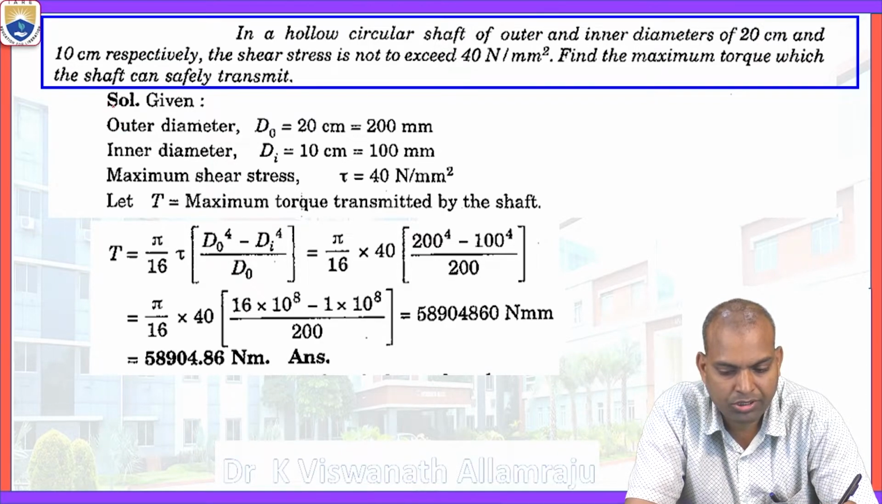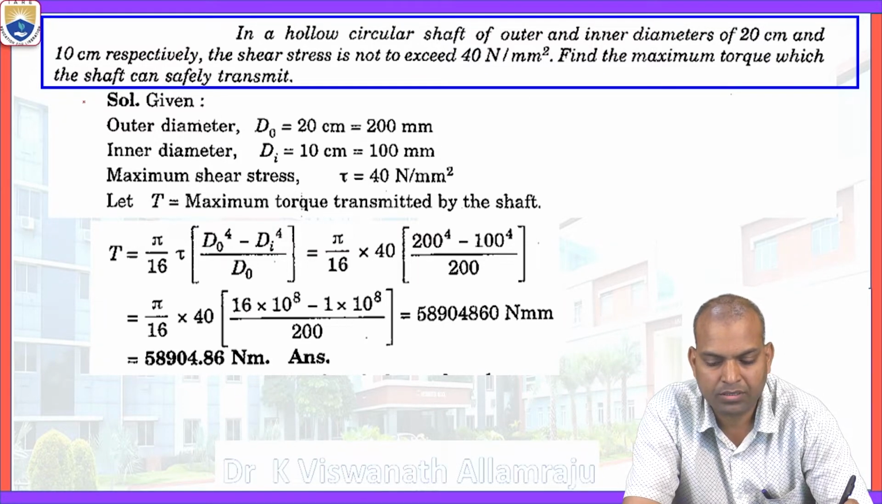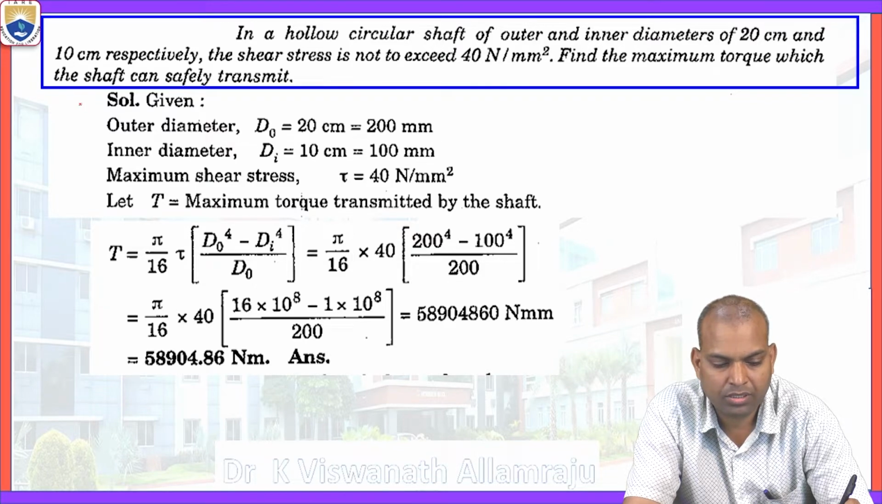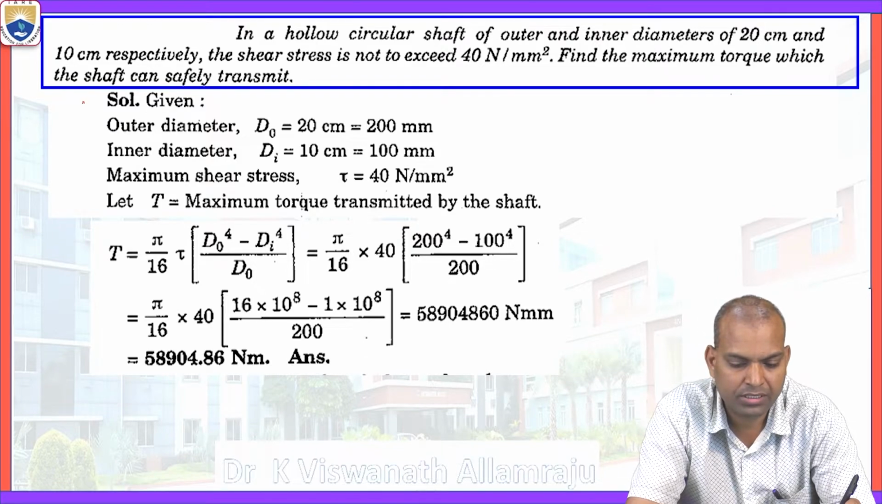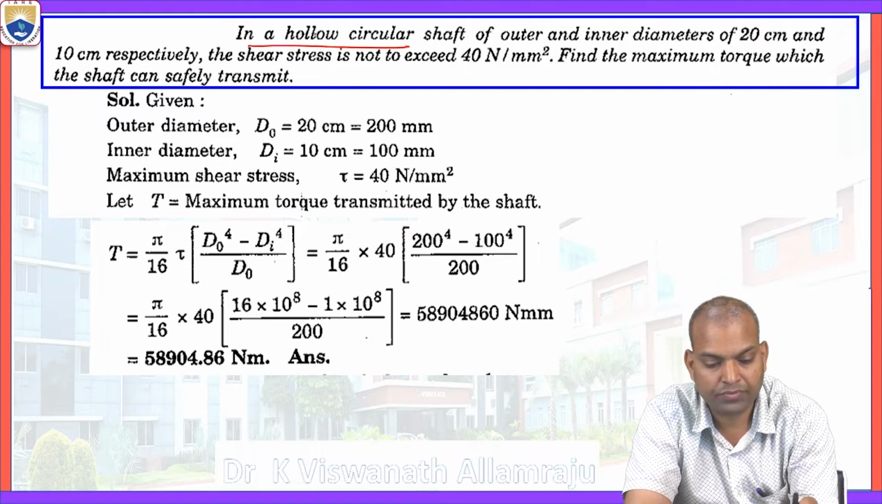Now here, a hollow circular shaft has outer and inner diameters of 20 centimeters and 10 centimeters. The shear stress is not to exceed 40 Newton per square millimeter. Find the maximum torque which the shaft can safely transmit. We want the maximum torque here, and they have directly mentioned that it is a hollow circular shaft.